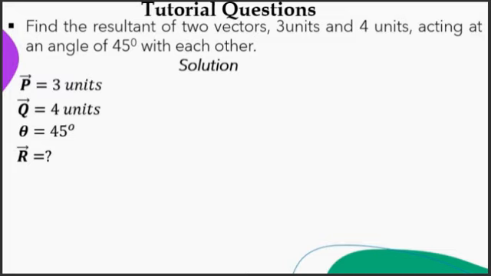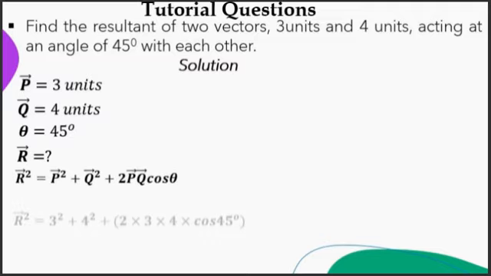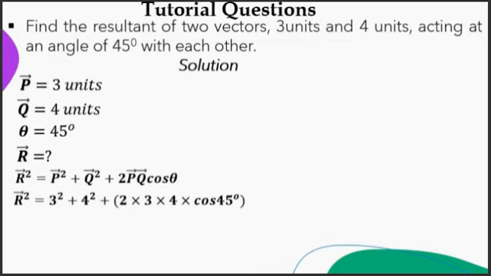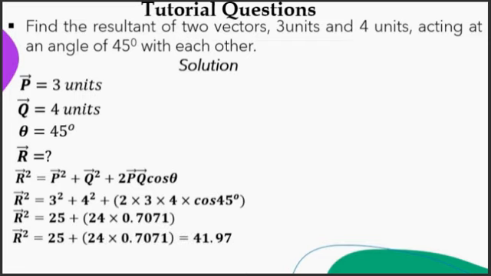We can determine the resultant from what we've seen in the previous lessons, that from the cosine formula, R squared is equal to P squared plus Q squared plus 2PQ cos theta. When we substitute properly, we have R squared is equal to 3 squared plus 4 squared plus 2 times 3 times 4 cos 45. Solving that equation, we arrive at R is 6.48 units. That is, the resultant is 6.48 units. So each time you have two vectors inclined at an angle with respect to each other, you can easily get the resultant by just applying the cosine formula.